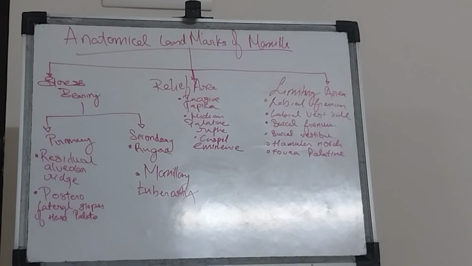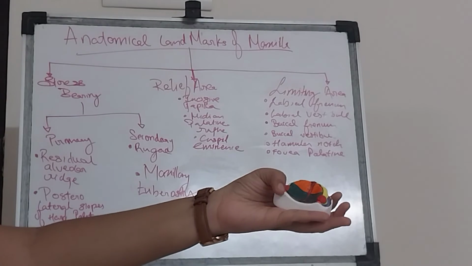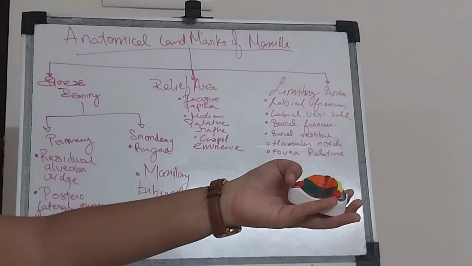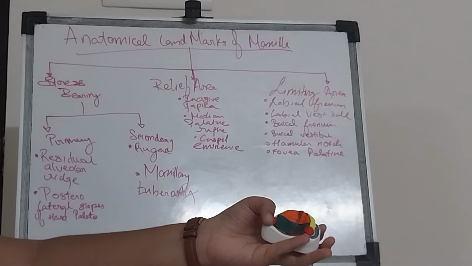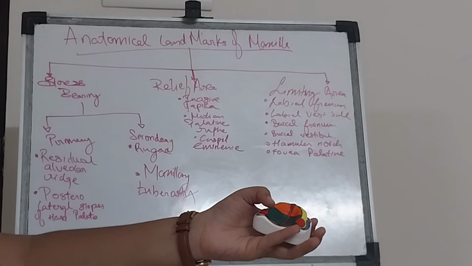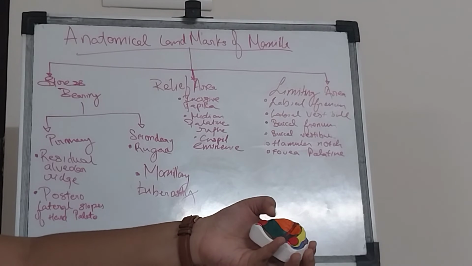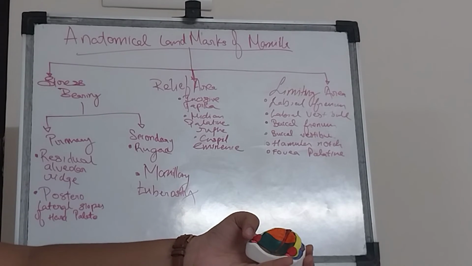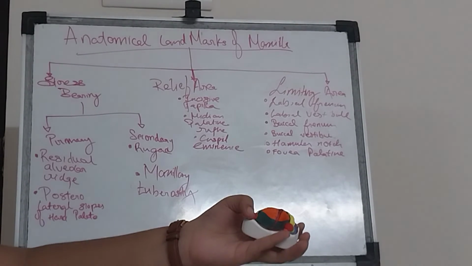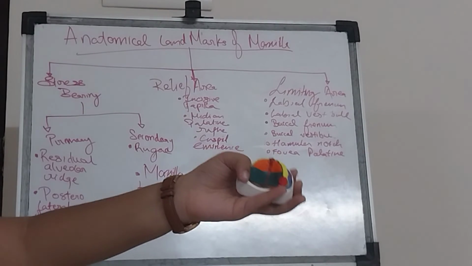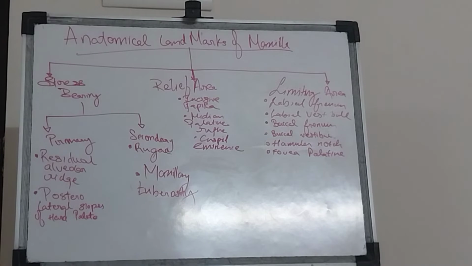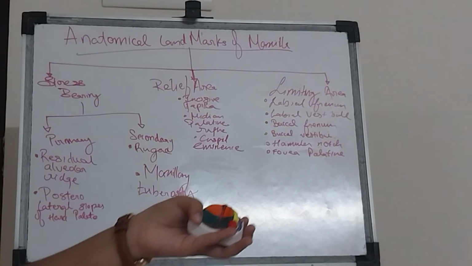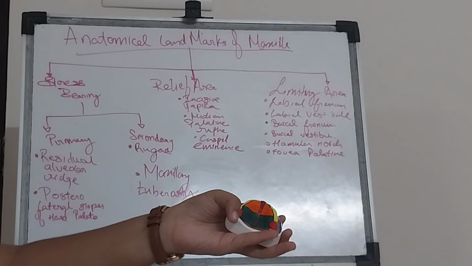The hamular notch will create a pterygomaxillary seal over here. The pterygomandibular raphe attaches to the hamular notch, and the denture shouldn't extend beyond it. If it does, it will result in restricted pterygomandibular raphe movement.